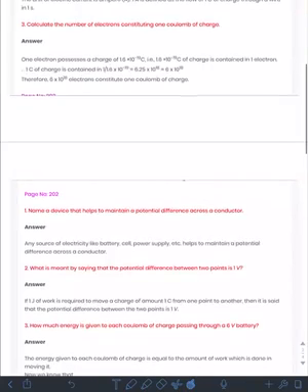After that, we have to solve the first numerical: calculate the number of electrons constituting 1 coulomb of charge. Remember the charge of one electron is 1.6 times 10 to the power minus 19 coulomb. So finally you get the answer: n is equal to 6.25 times 10 to the power 18 electrons constituting 1 coulomb of charge.